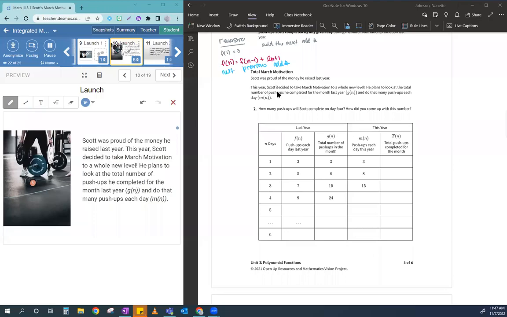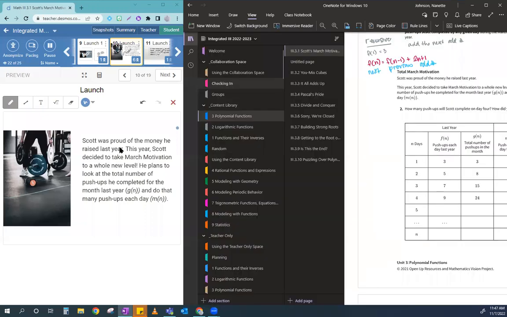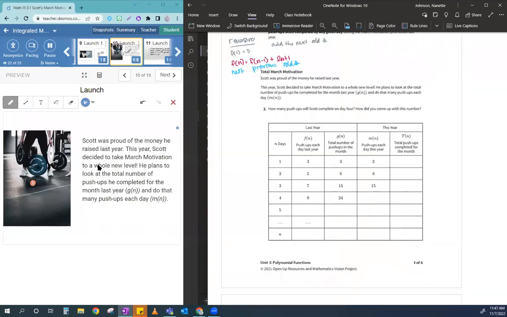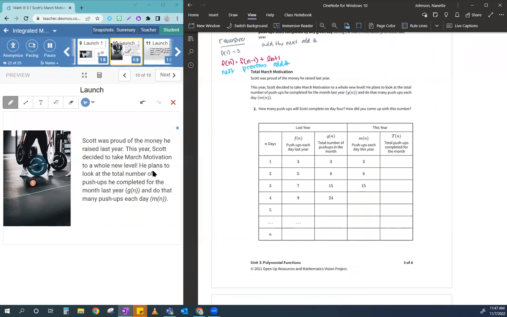Here we go. We're in 3.1 and we're on number 2. So it says Scott was proud of the money that he raised last year. This year, to take it to a whole new level, he plans to look at the total number of push-ups each day. 5 push-ups, then 7 push-ups, then 9 push-ups.